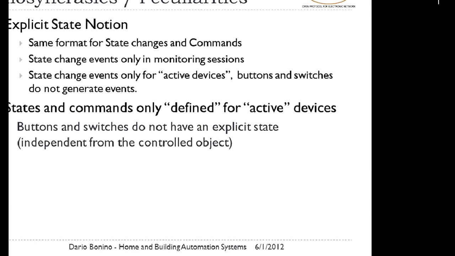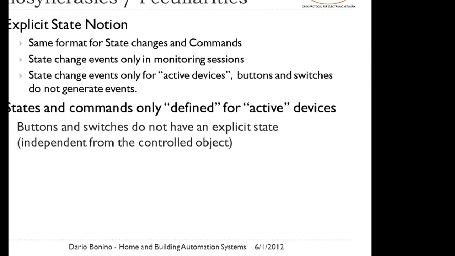Okay, so we nearly ended with this first protocol. What are the problems and the idiosyncrasies that we need to take into account when we are designing something for integration with domotics, basically? So this network has an explicit state notion, so we are able to understand in which state every device is, okay? But we have some problems.